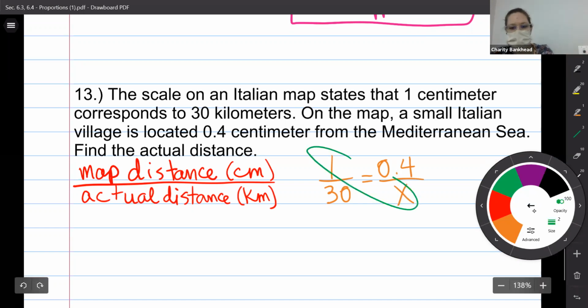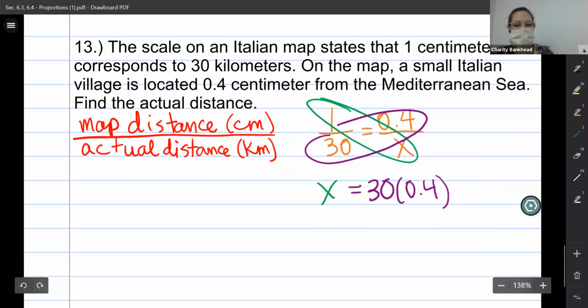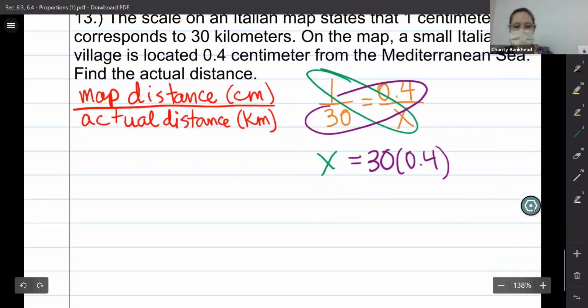So 1 times x is x. And then we just got to do 30 times 0.4. So 30 times 4 would be 120, but I need one of those digits to be after the decimal point. So that's 12 kilometers.